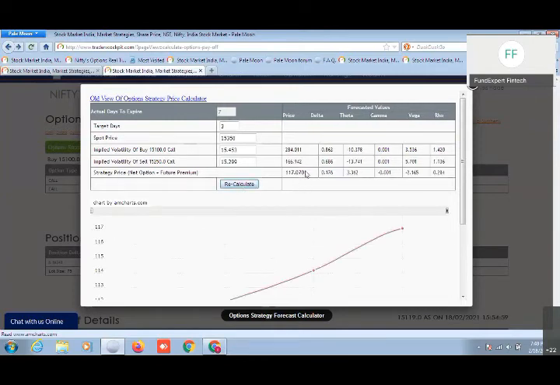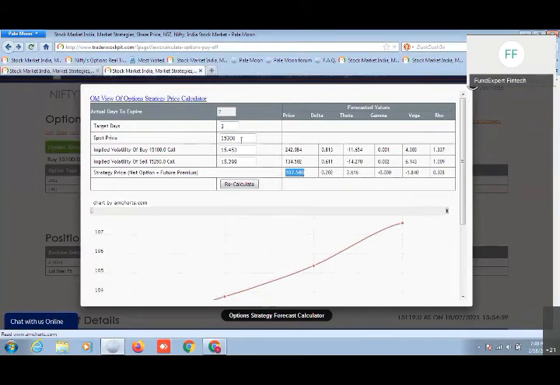So as you can see, this number is changing, right? From 70 rupees it went to 117 rupees. So for example in the next 3 days, let's take 15,300. If the price goes to 15,300, then my profit on the upside will be 107 points minus 70, that is 37 points. So accordingly you can mark out where you need to put your stop loss or targets.